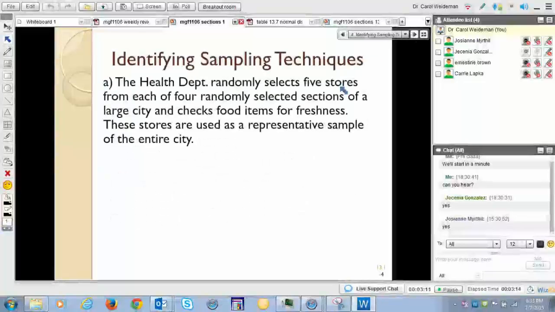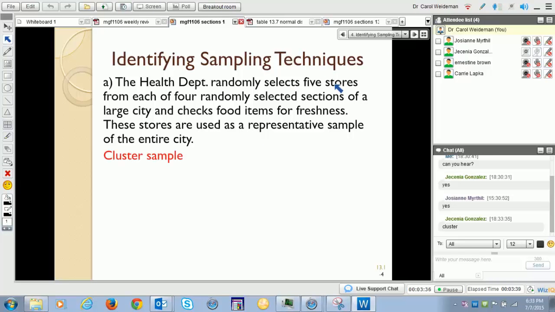Okay, so let's go through some situations and identify the sampling. The health department randomly selects 5 stores from each of 4 randomly selected sections of the city and checks food items for freshness. The stores are used as a representative sample of the entire city. What kind of sampling are we doing here? Yeah, this is cluster. Very good, because notice where we're randomly selecting the stores. That makes it a cluster sample.